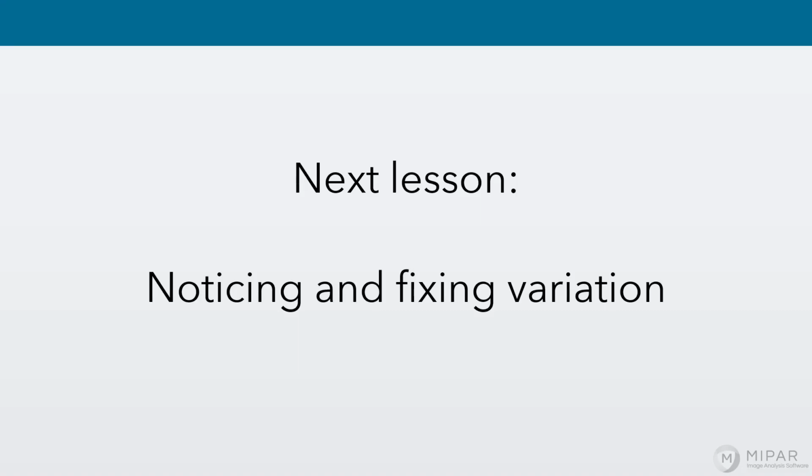That was our lesson on cleaning a messy segmentation. Next lesson, we'll deal with noticing and fixing variation. So looking at an image and seeing that one part of the image does not look similar enough to the next part in order to use the same basic threshold across the image. So how do you notice that, and how do you fix it? I'll see you then.